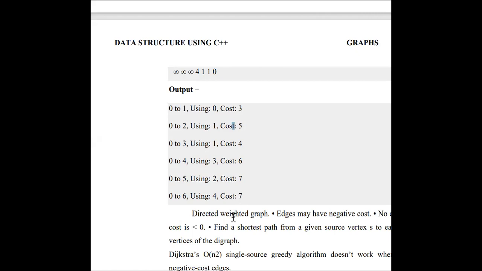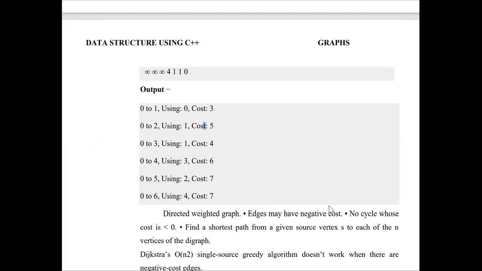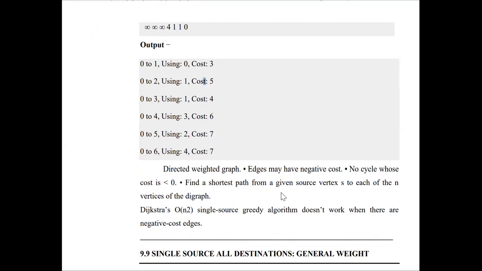So in a directed weighted graph, an edge may have a negative cost, but there is no cycle whose cost is less than 0. We have to find the shortest path from the given source vertex to each of the n vertices in the digraph. So in Dijkstra's algorithm, the time complexity of the algorithm is order of n squared.